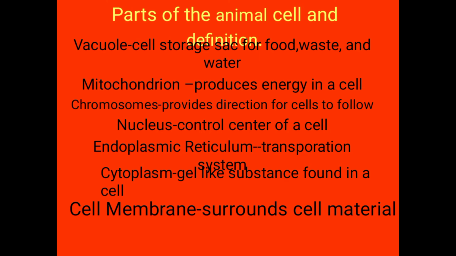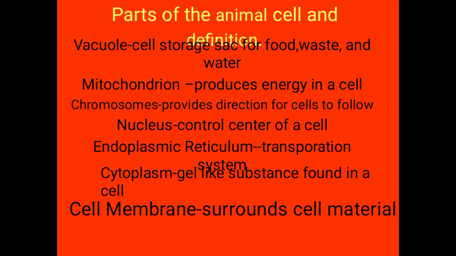This was also discussed in plant cells, so you are completely familiar with this. Then comes mitochondrion. It is also discussed that it is an energy house. It produces energy in a cell. The food which is stored in the vacuole is provided energy by mitochondrion to complete its function. And then come chromosomes, which provide direction for cells to follow. Nucleus, control center of a cell. Endoplasmic reticulum, transportation system. Cytoplasm, gel-like substance found in a cell.